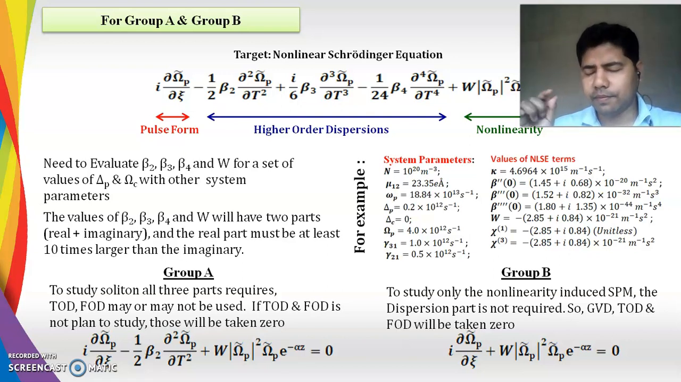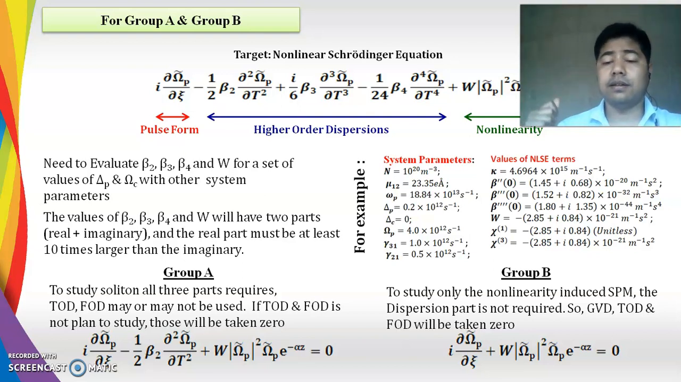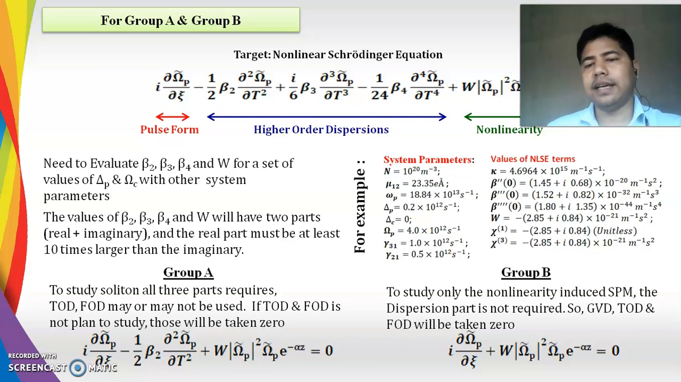is a phenomenon that arises due to nonlinearity only. So group velocity dispersion or third order dispersion or fourth order dispersion, we can take them zero straight away. So the equation will become like this. For group A, we have to consider beta 2, meaning dispersion. For group B, we may not be using the dispersion. Okay, so this is the case.